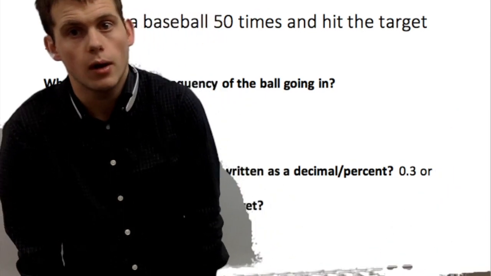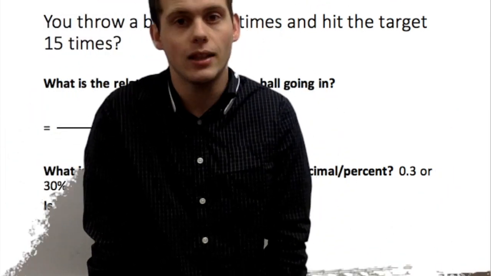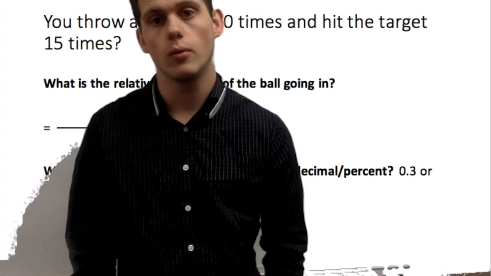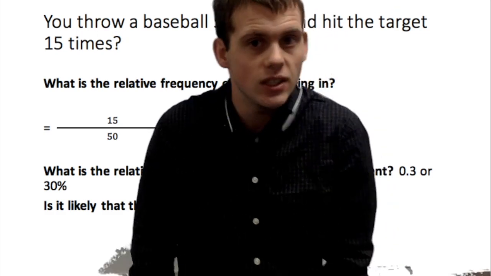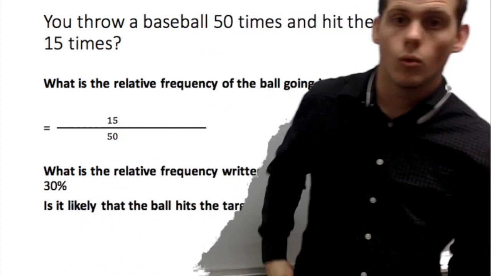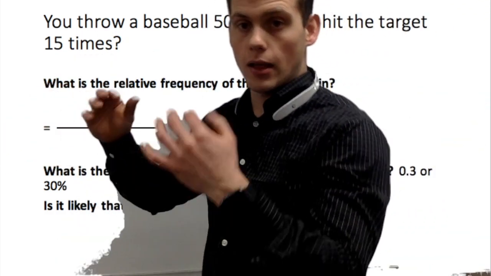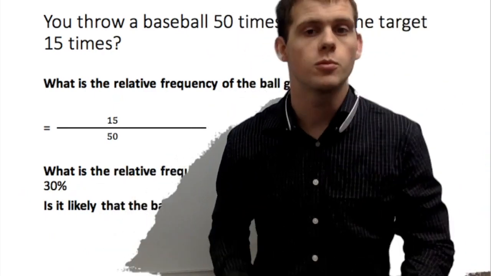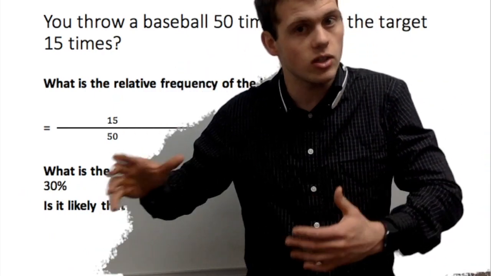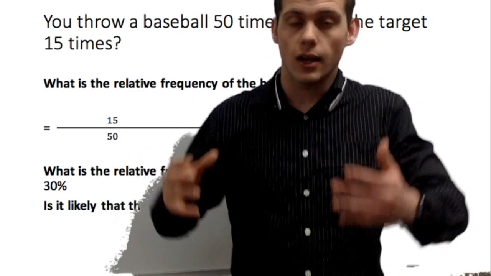So the last part of our problem asks, is it likely that you hit the target the next time you throw a ball? The answer is no. So when you throw the ball, you're only hitting it 30% of the time, which is less than 50%, which means you're less likely to actually hit the target. You're not even hitting it half the time.